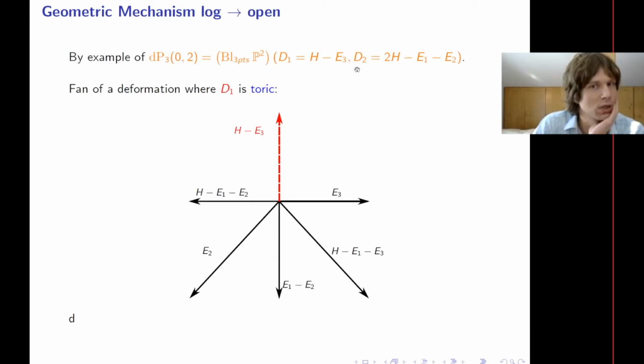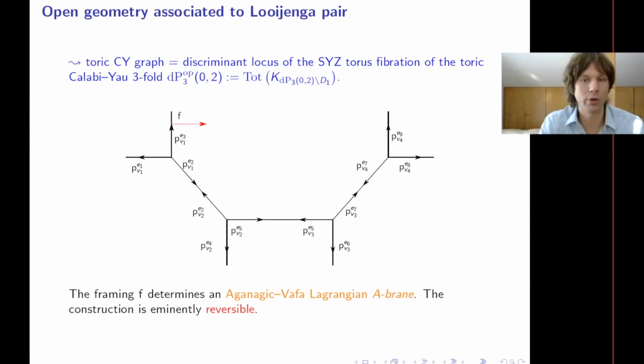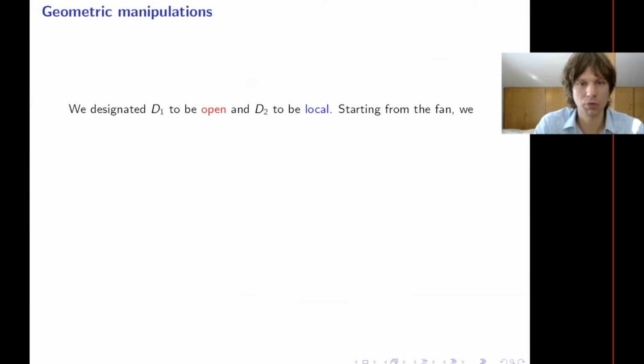Because D2 is not a toric divisor. Or in other words, if you take the complement of D1 union D2, then you don't get C star squared. So it's not toric. We did some manipulations that brought us to a toric Calabi-Yau threefold. And this process is perfectly reversible. Yeah, so that's a geometric connection between Looijenga pair and toric Calabi-Yau threefold.